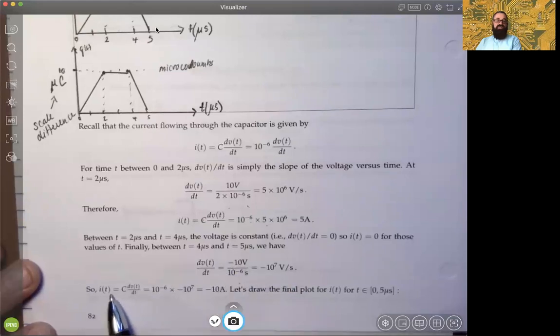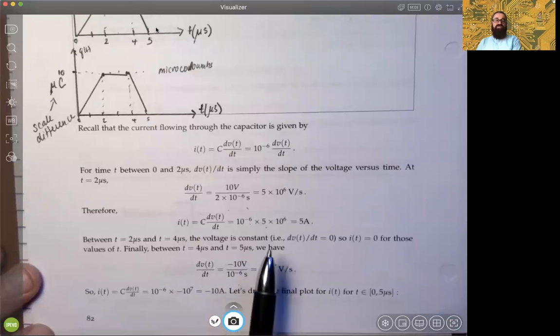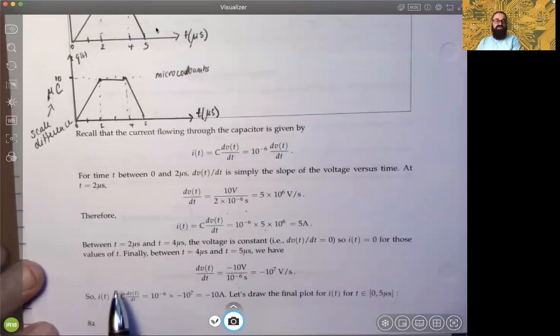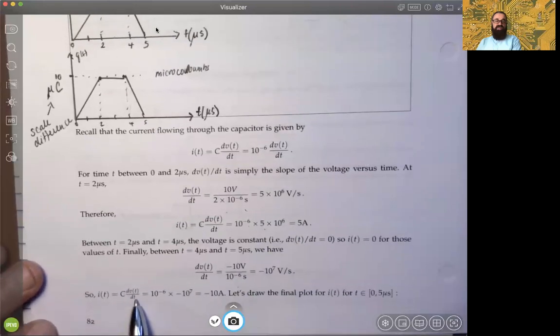So in this case, you take that derivative, which is the slope, same thing from Calc 1, the slope of the tangent line. And so the current in this case is just the C value times that derivative. And then these two things almost knock each other out: 10 to the minus 6 times negative 10 to the 7th, and you get negative 10 amps.